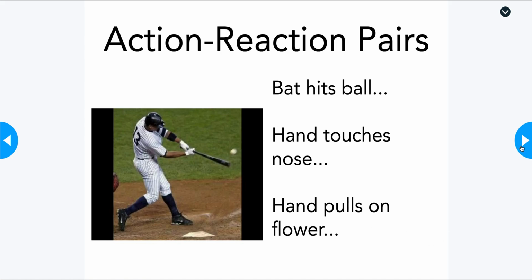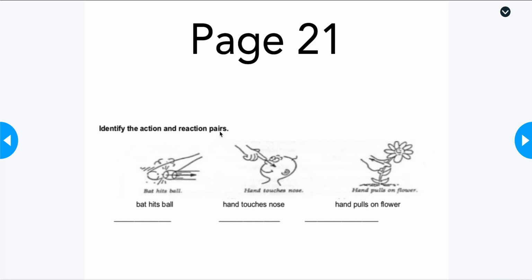Action reaction pairs. On page 21, make sure that for each object, the bat hits the ball, you draw an arrow pointing in the opposite and equal direction for the other object. So the bat hits the ball, causing the ball to go this way, but the bat is going to have a reaction of moving this way. Finger boops the nose, the nose pushes back on the finger. Hand pulls on the flower, the flower is still going to pull back on the hand.